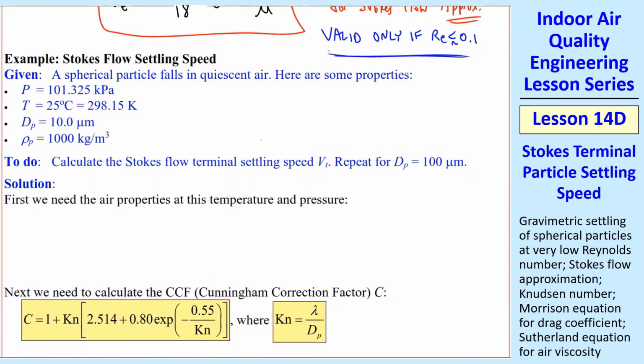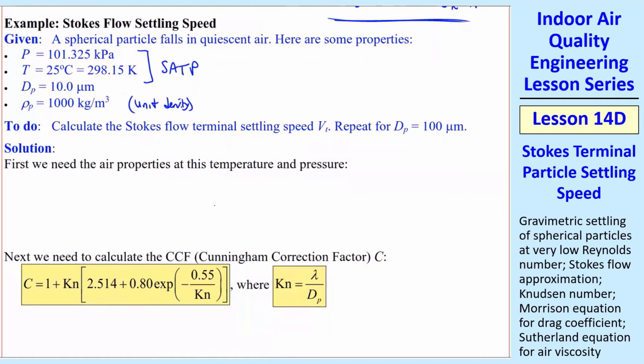Let's do an example problem. We have a spherical particle falling in quiescent air, and these properties I picked are just at SATP. You may not always have that in a given problem in a homework or a quiz. And then I have a 10 micron particle, and rho P is what we call unit density, same as water, 1,000 kilograms per meter cubed. Calculate the Stokes flow terminal settling speed Vt, and then let's repeat for 100 micron particles.